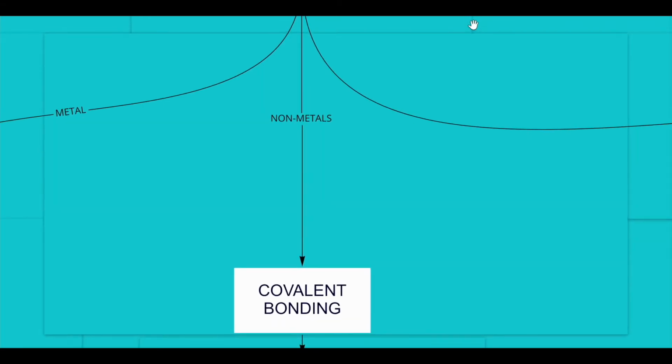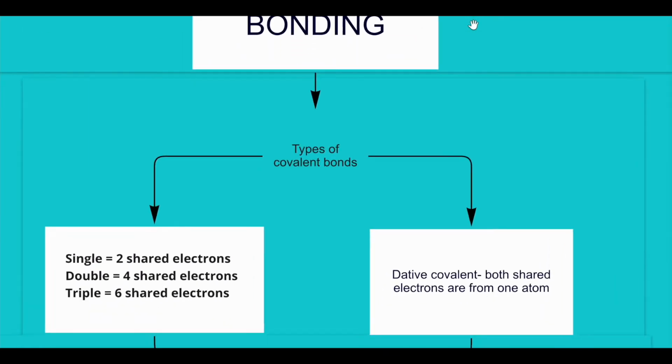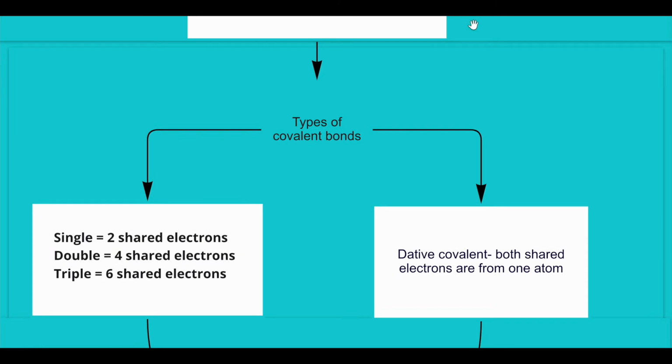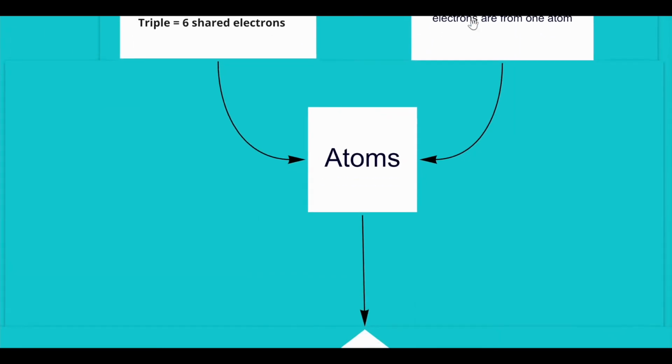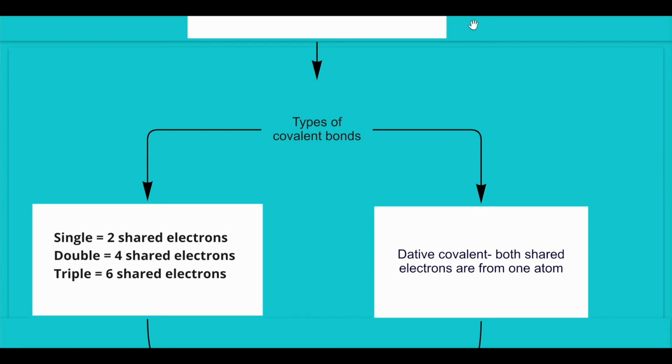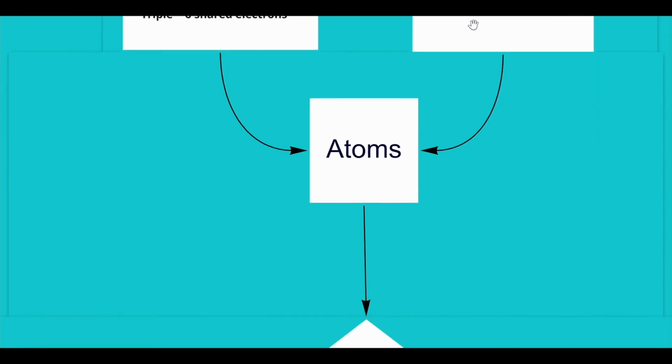Now, non-metals. This is where it gets slightly more complicated. So you just got to keep a really clear head of this one. You've got covalent bonding. Now, covalent bonding is a shared pair of electrons. You can have two types of covalent bonds. You can have single, double, and triple covalent bonds, where that's the number of shared electrons the two atoms have between them. And you can also have dative covalent bonds, where both the shared electrons come from one atom. But the key thing to note is that covalent bonds involve atoms.